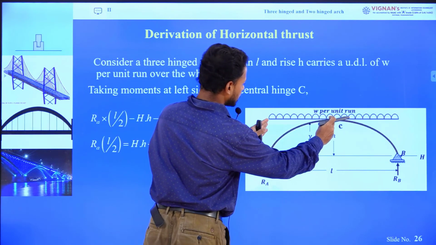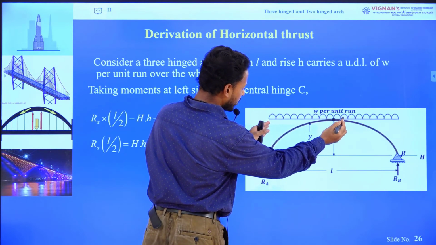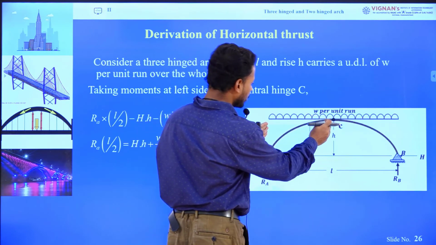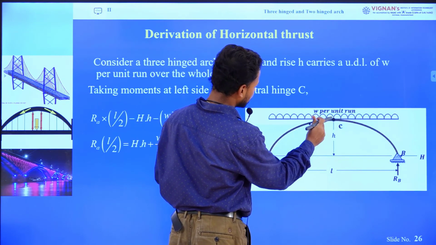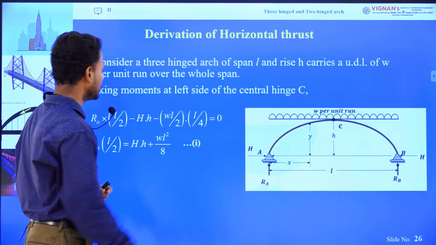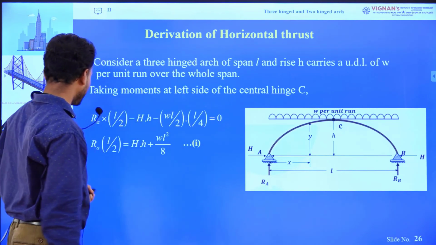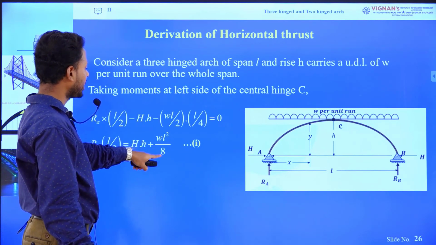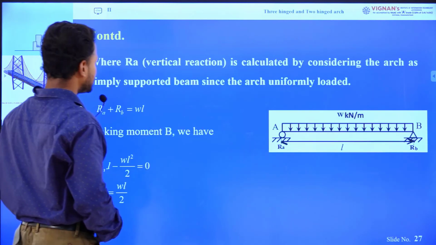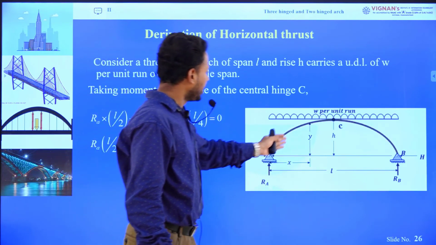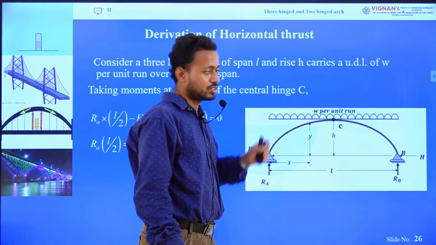what is this load? W per unit run. For L by 2, what will be the load? W into L by 2, and it is acting at the CG distance, so W L by 2 into L by 4. So we have W L by 2 into L by 4 equals 0. So we have RA into L by 2 equals H into h plus W L square by 8. This is equation number 1.